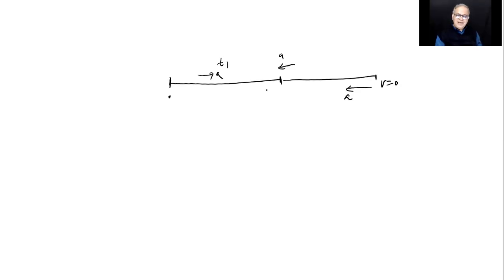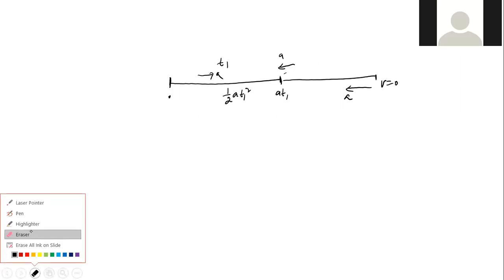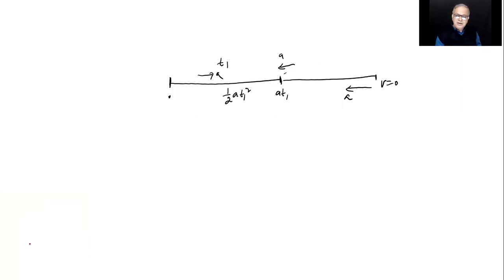Until here, it already covered the distance of half a t1 square and had a velocity of a t1 here. Do you remember? So I measure my time from here now, from here to here. Do you follow the way I put it? Look, the time to go there and come back is some t2, I'll think.